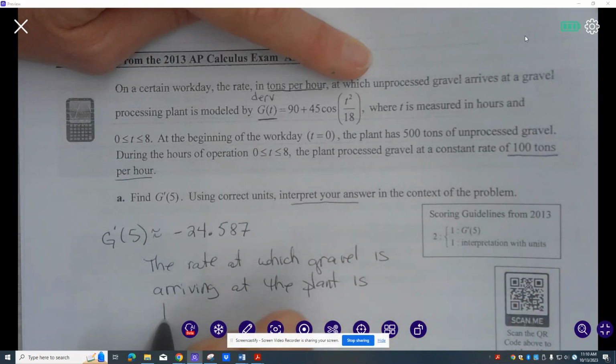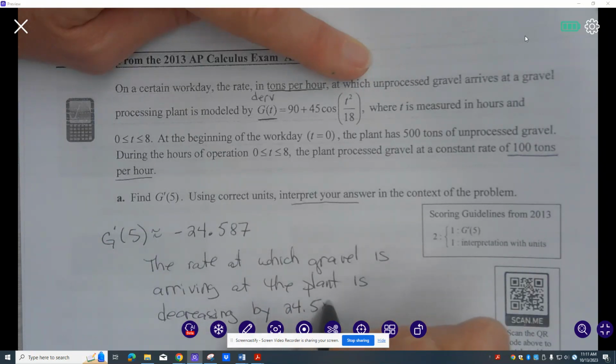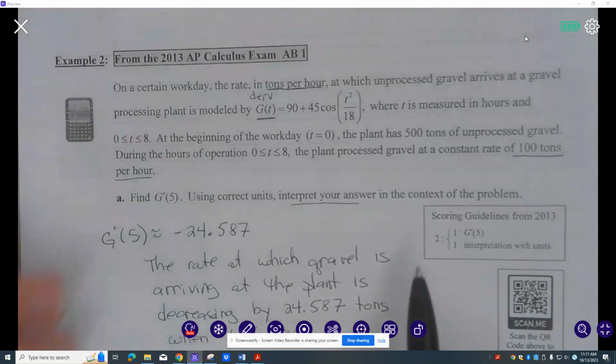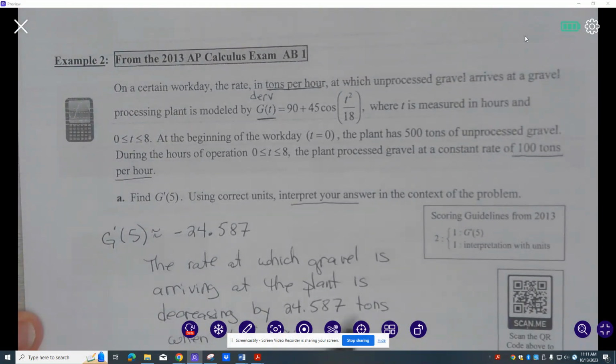is decreasing by 24.587 tons. There's your unit. Your noun is your gravel up here when t equals 5 hours. There's your time. So noun, unit, time.